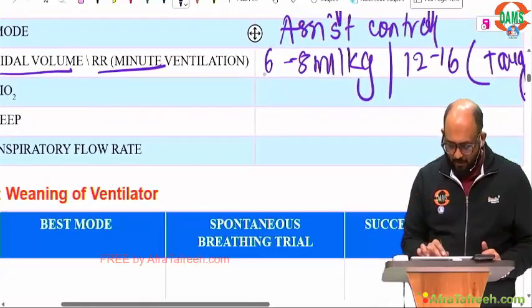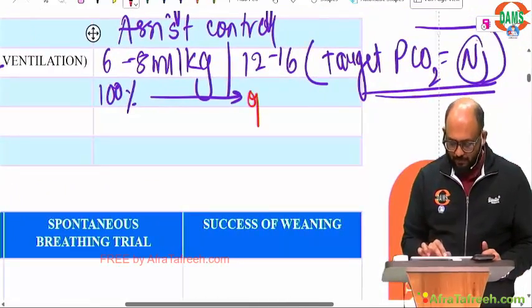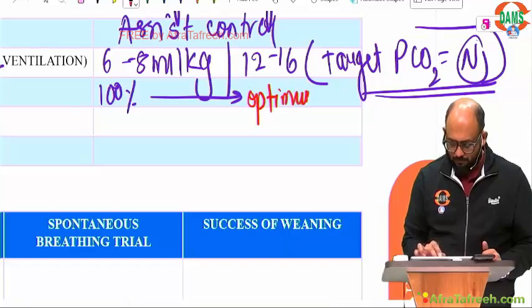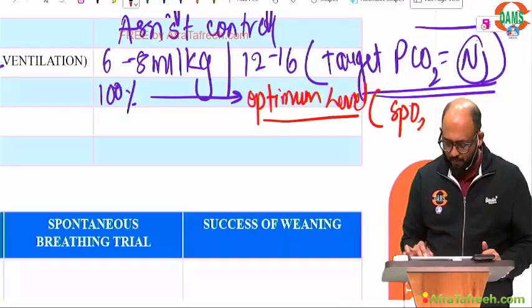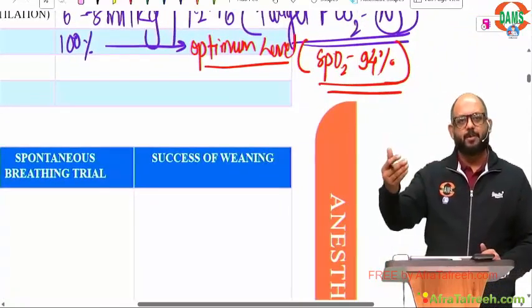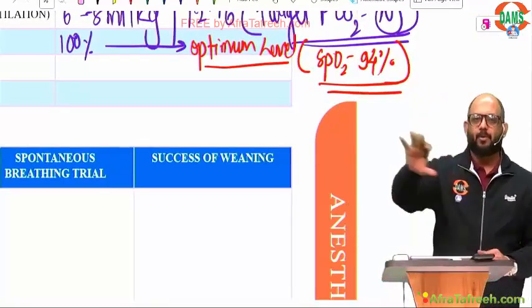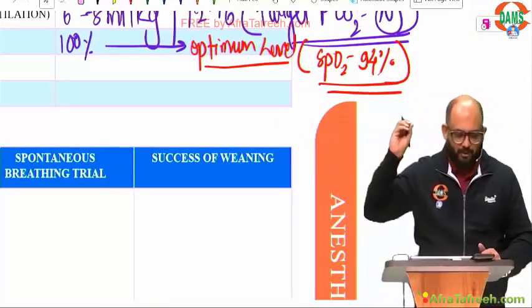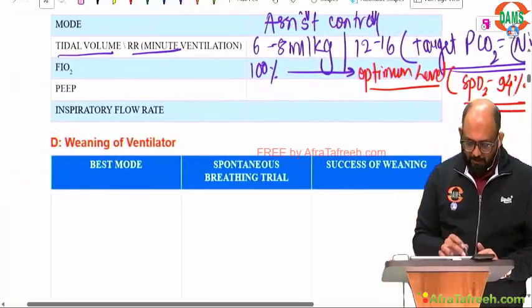FiO2, start with maximum 100%, and then you decrease to optimum level. What is optimum level? An SpO2 of 94%. So you start with 100%, you start decreasing it, and keep it to the point where your saturation is more than 94%.